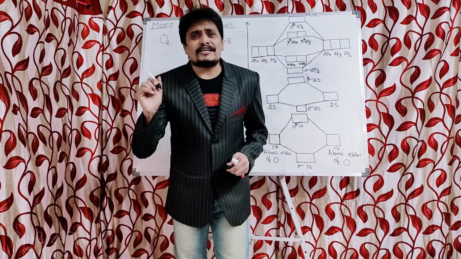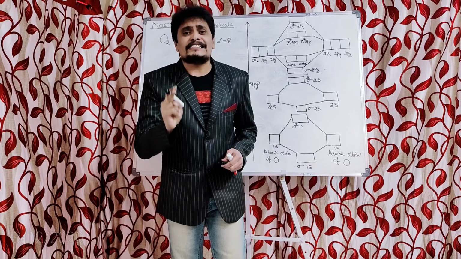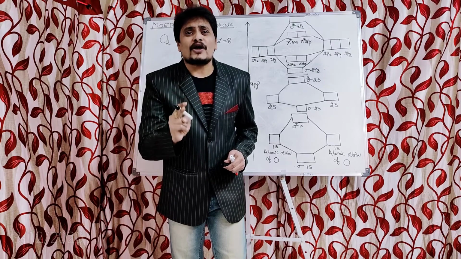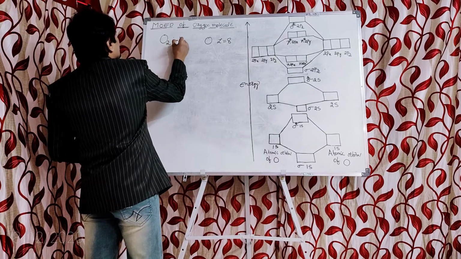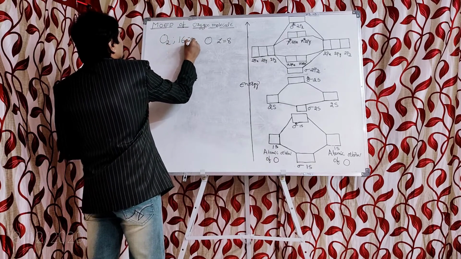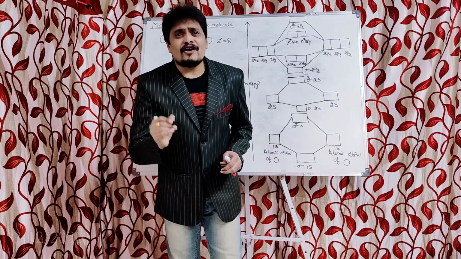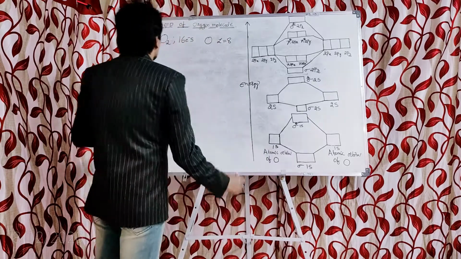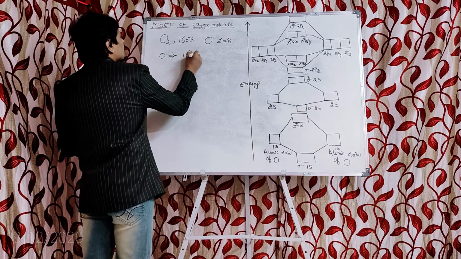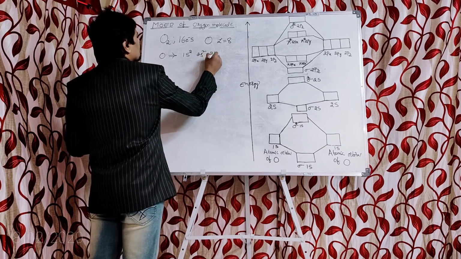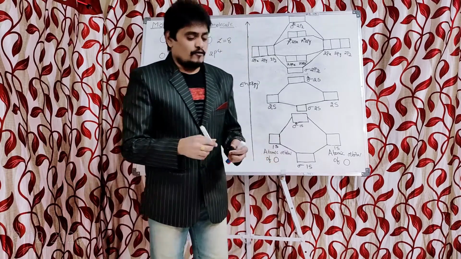And this oxygen molecule comprises two oxygen atoms. So totally 8 into 2, that is 16 electrons will be a part of the oxygen molecule. Now what is the electronic configuration of oxygen atom? The electronic configuration of oxygen atom is 1s2, 2s2, 2p4.